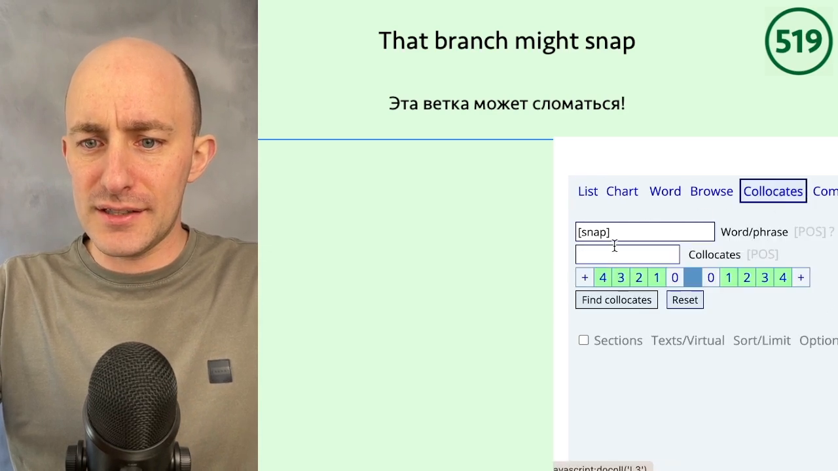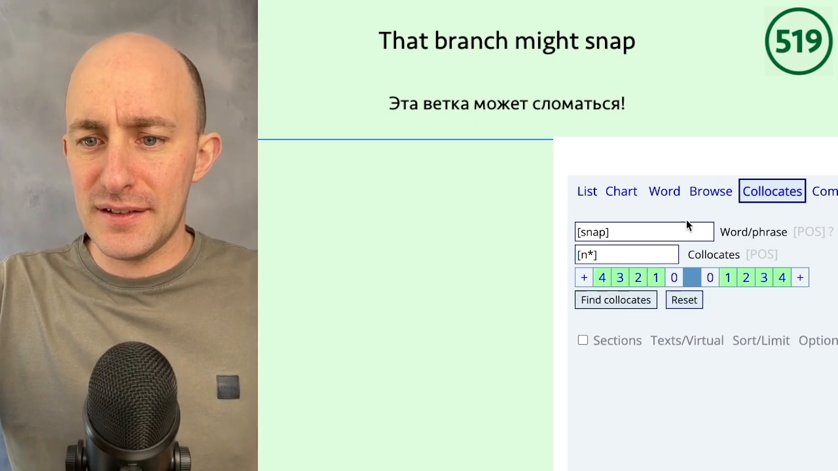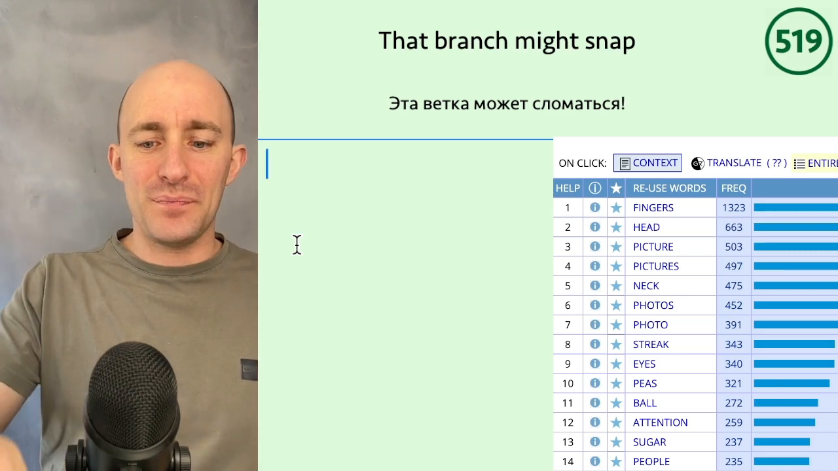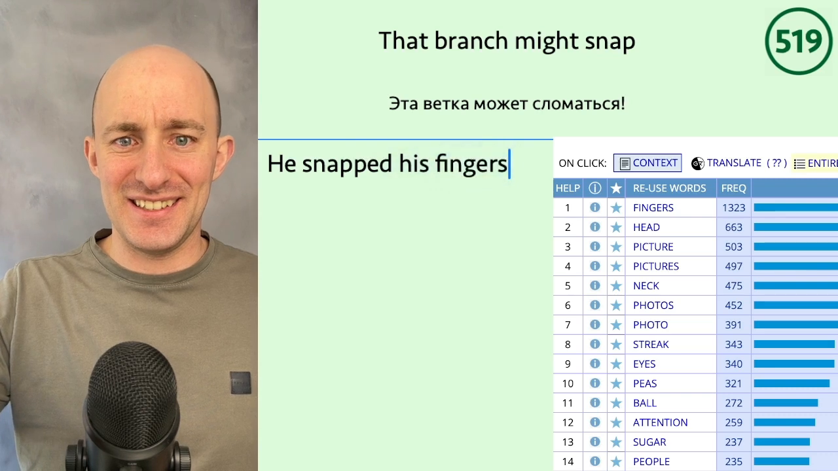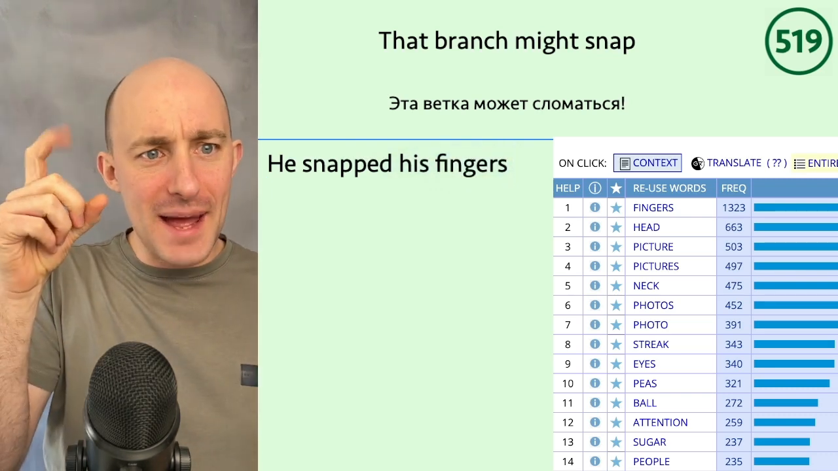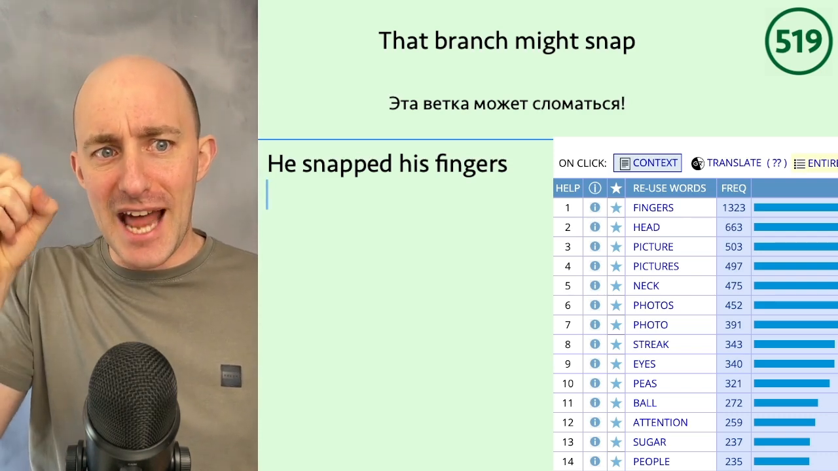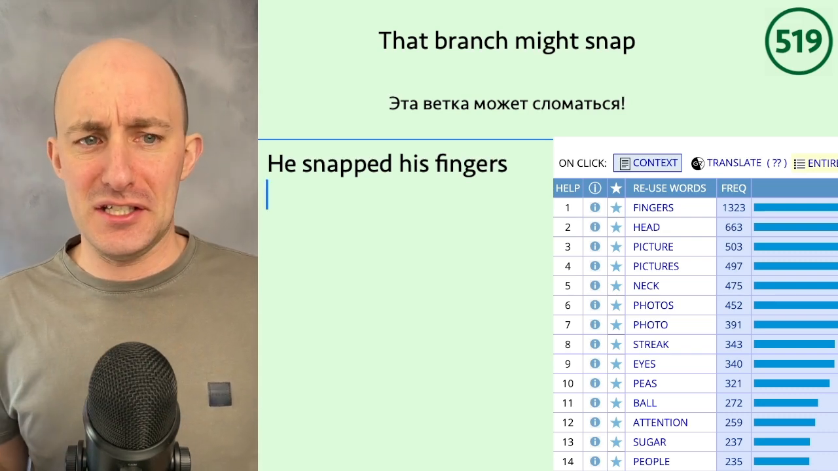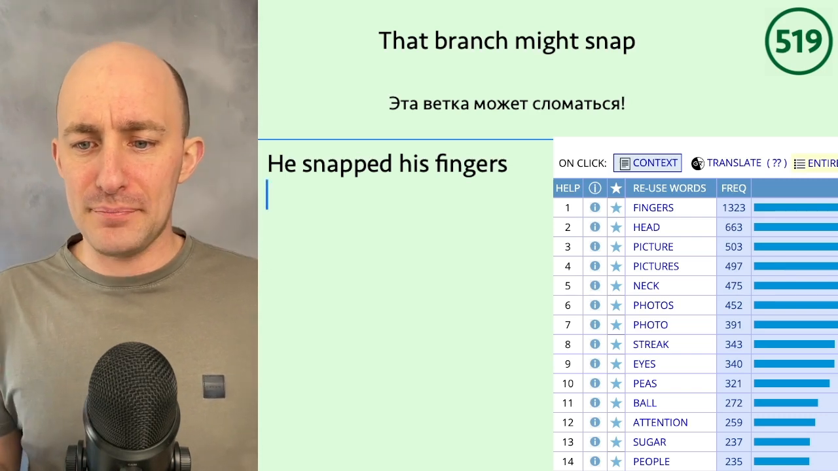Let's look at collocates. So there are things that we snap. This is to snap your fingers. He snapped his fingers. To snap a picture. Some people use that phrase as well for taking a photo. Snap a picture. Some nice snaps. You can snap your neck. That's not good. He snapped the chicken's neck. I don't know. Snapped.